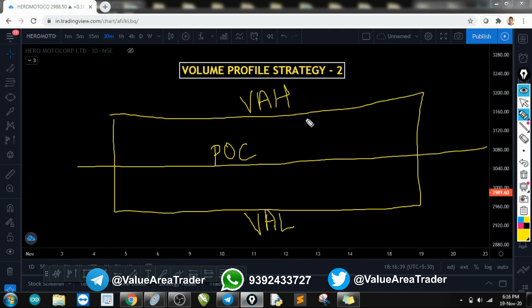In that video I clearly explained the trades you can take inside these boundaries. We can buy at value area low and sell at POC, and when the price goes to VAH and fails there, we can sell at VAH and buy at POC. So these were all the trades inside the value area.